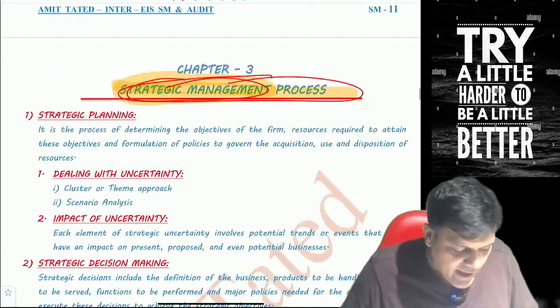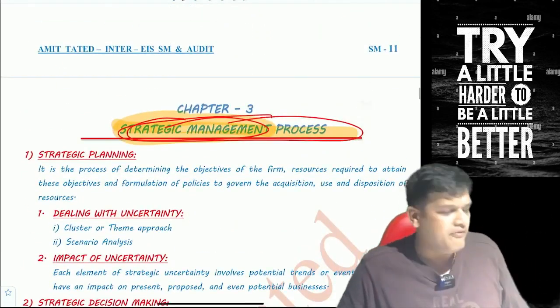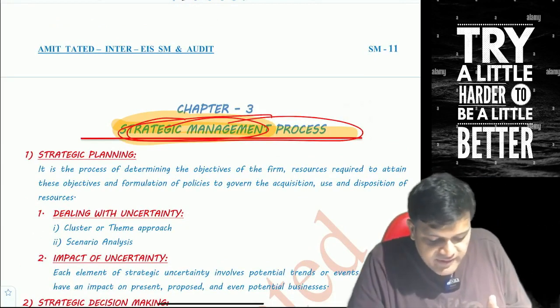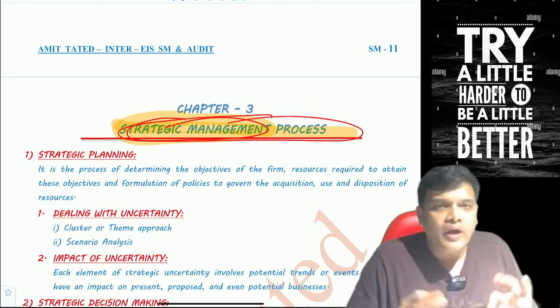Now we are going ahead to chapter 3. What are the things we have? I think the starting point of chapter 3 is understood. Chapter 3 is all about the strategic management process. When we are discussing chapter 3, what exactly do we need to study?